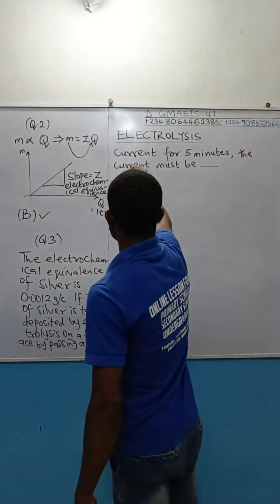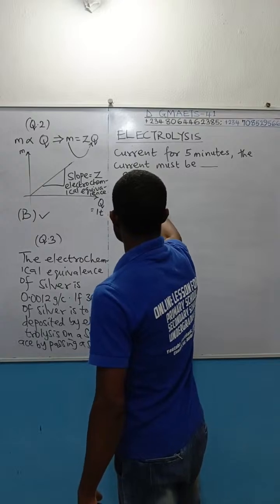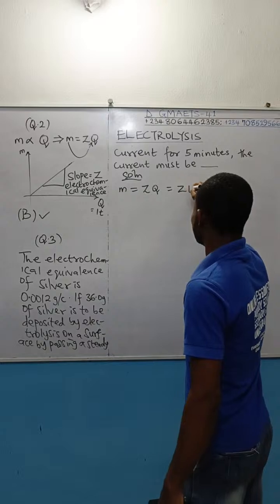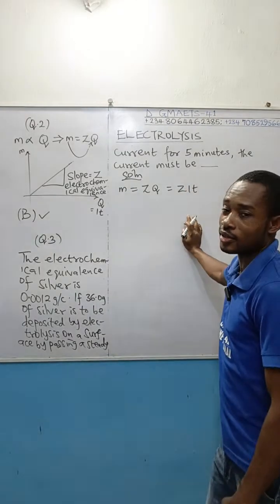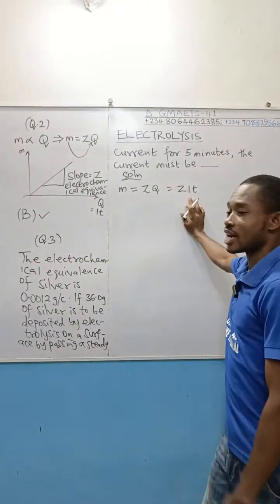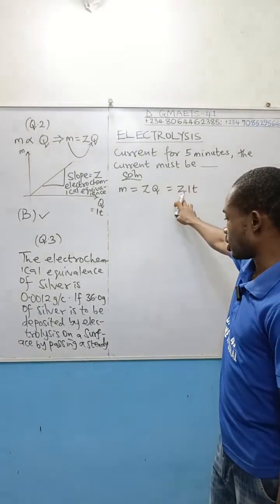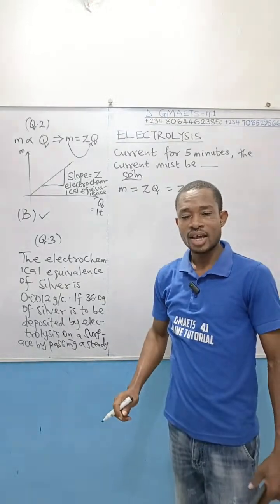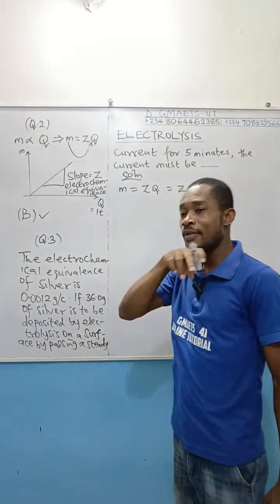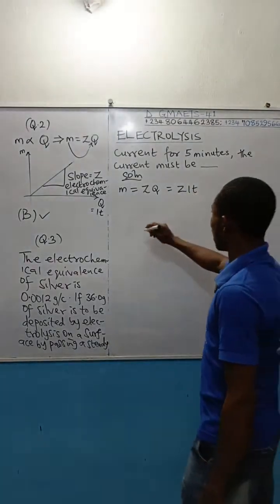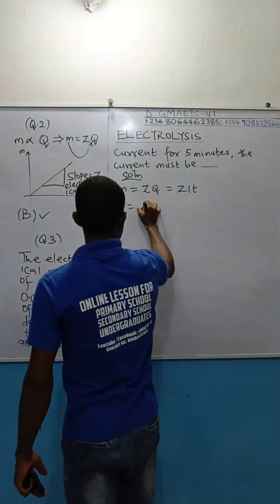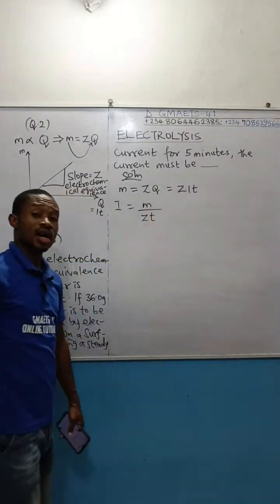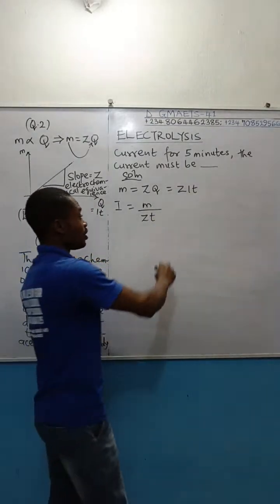Solving this is simply to recall that mass deposited is equal to ZQ. And ZQ is also equal to ZIT because Q is equal to IT. So this mass is equal to ZIT. We are given the electrochemical equivalence, we are given the time. The time is 5 minutes. We shall convert it to seconds by multiplying by 60. And so we have to look for the current. So current is simply equal to mass divided by the electrochemical equivalence times time. This is just the formula I use in solving it directly.